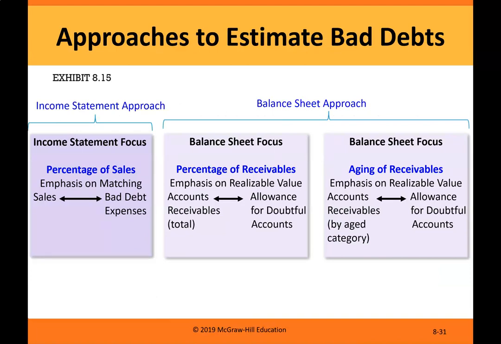Approaches to estimating bad debts. Income statement approach: percentage of sales. Emphasis on matching sales and bad debt expenses. The balance sheet approach: balance sheet focus. Percentage of receivables. Emphasis on realizable value. Accounts receivable total and allowance for doubtful accounts. Balance sheet focus: aging of receivables. Emphasis on realizable value, accounts receivable by aged category, and allowance for doubtful accounts.